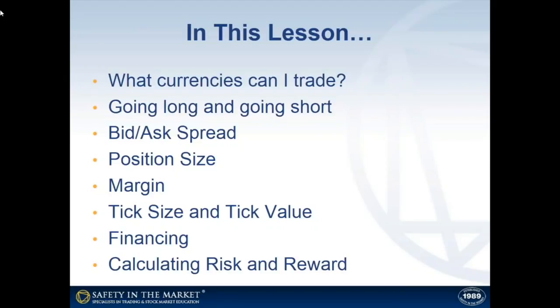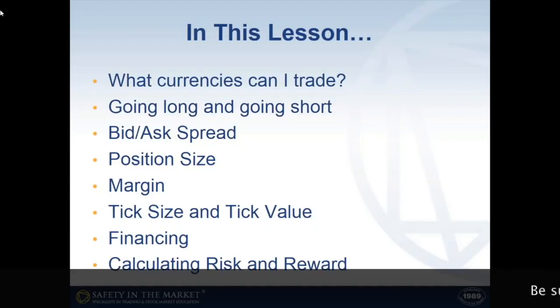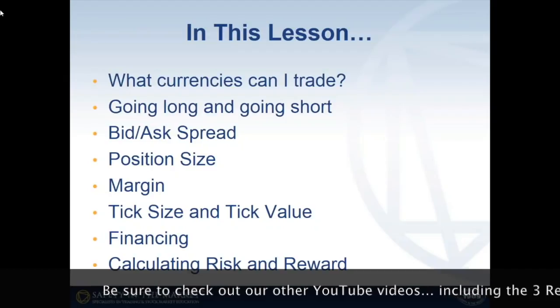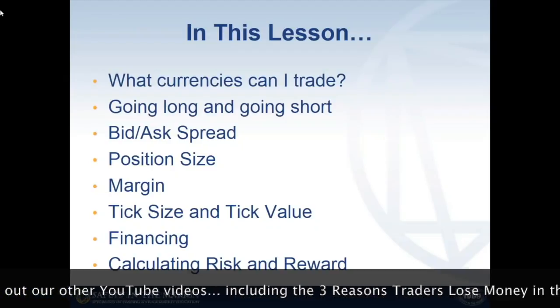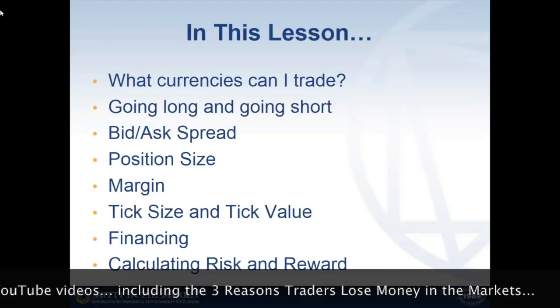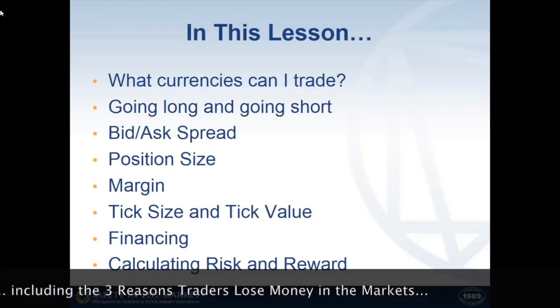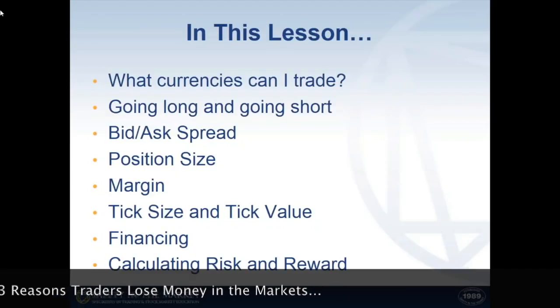The final thing that we'll talk about is calculating risk and reward on the trade to make sure that we're not overtrading. You'll see on our other YouTube videos, WD Gann actually talks about the 3 reasons traders lose money from the markets. And one of those reasons is that they overtrade. They risk too much on a trade. And that's a common way that people lose a lot of money in the markets. And it's money that they shouldn't lose in the market. So getting those risk and reward calculations correct is a really important thing.